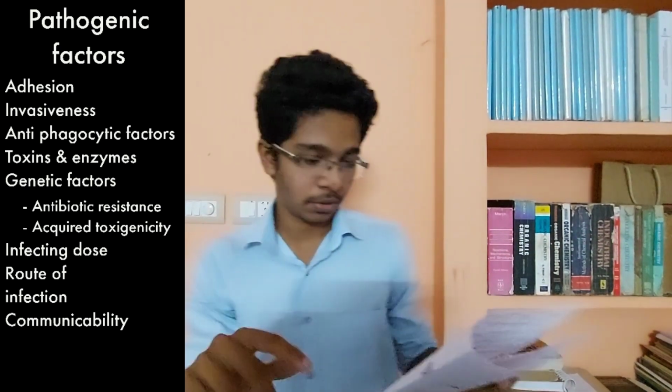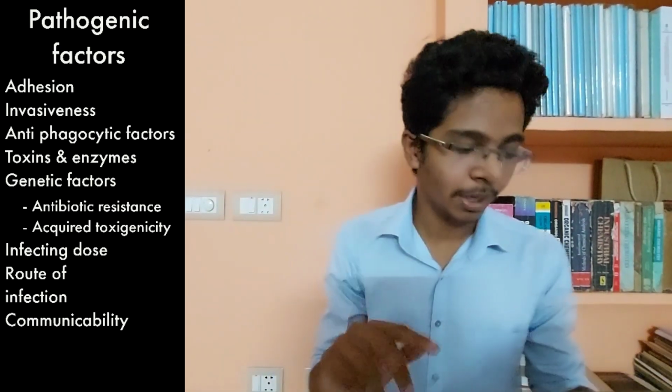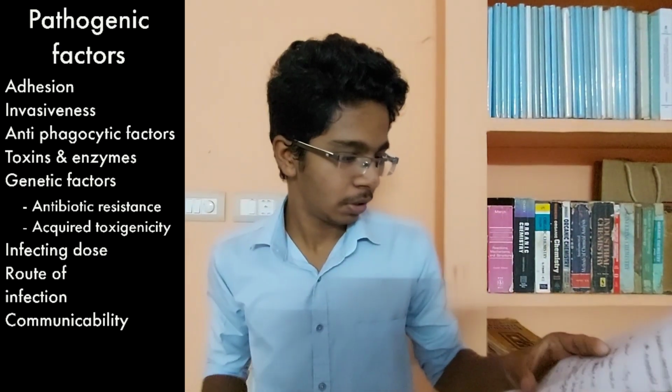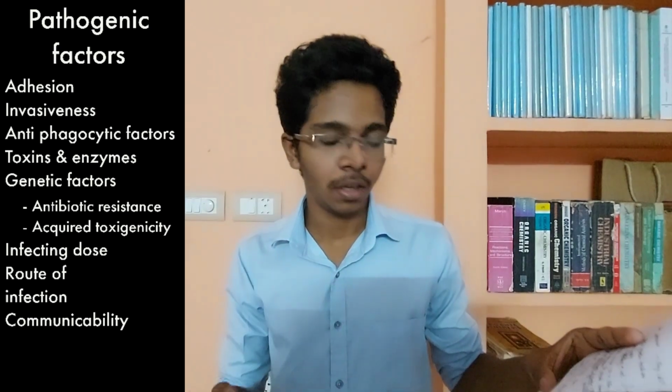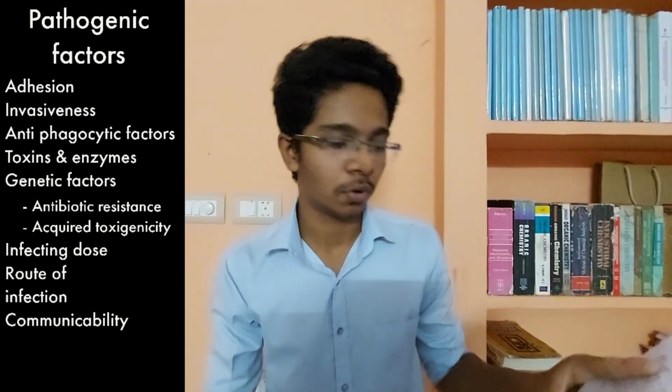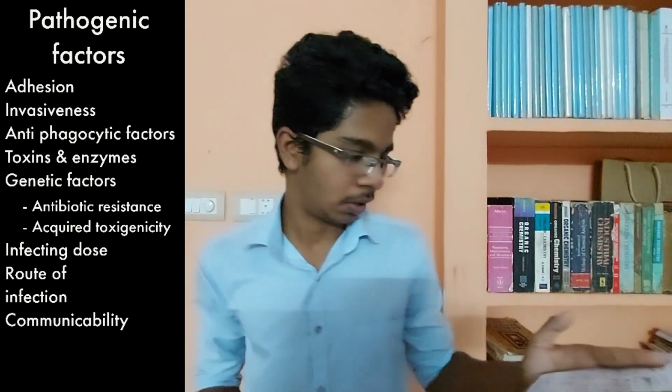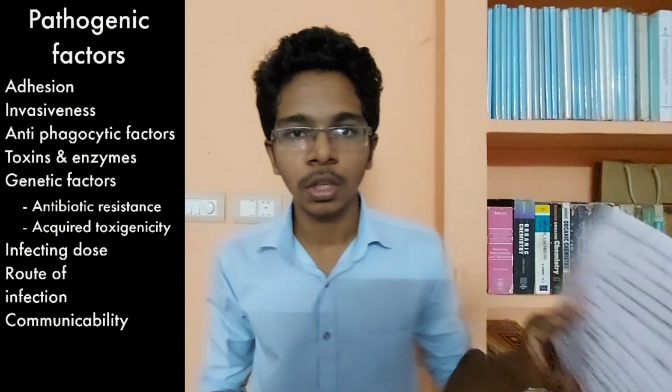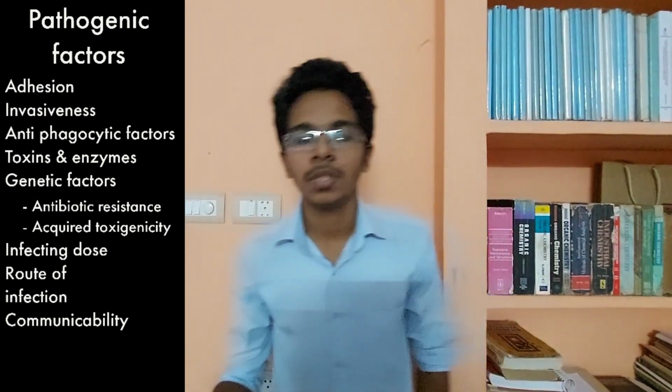Once phagocytosed, the bacteria can escape the killing mechanism in phagocytosis also. They survive in the phagocyte, not only survive but also travel to the nearby organs and lymph nodes too. That's a spread. Okay. Then we talk about the toxins and other enzymes.